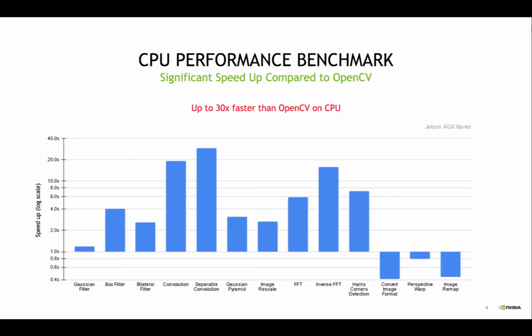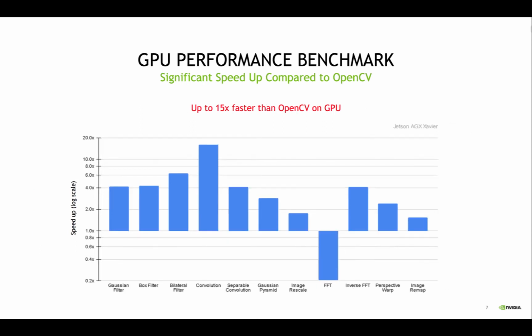Another significant aspect of VPI is its performance. In this log chart, we can see how the CPU implementation of a number of algorithms in VPI compares to OpenCV. Separable convolution, for instance, is 30 times faster. Convolution is almost 20, and so forth. There are some algorithms that still underperform, but we are working to get them to the same performance level as the others.